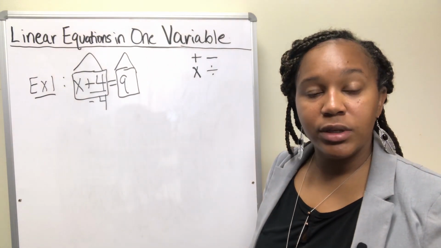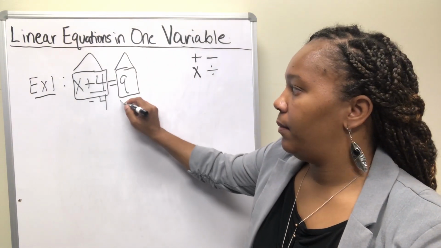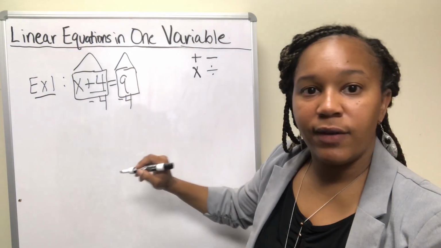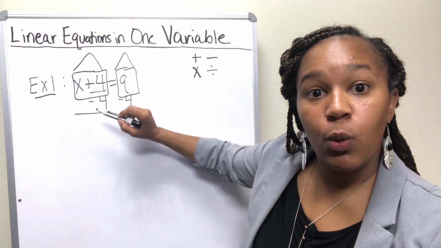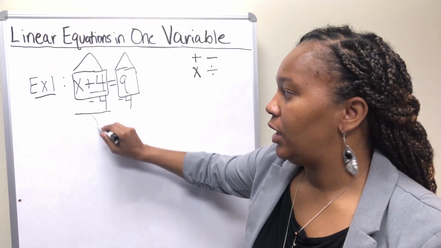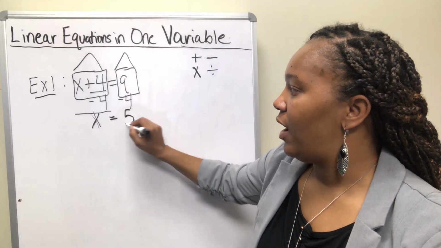And then because of the principle we just talked about, whatever I do to one side, I also have to do to the other side. So I'm going to subtract 4 on this side as well. 4 minus 4 is 0, which goes away. It leaves me with only x on this left side. And 9 minus 4 is 5.